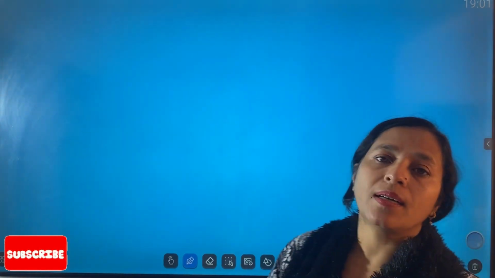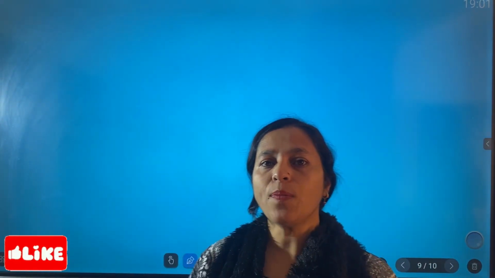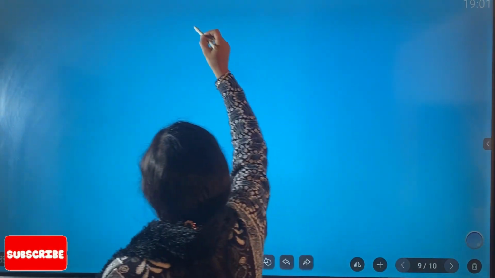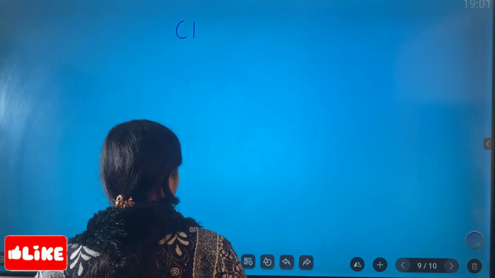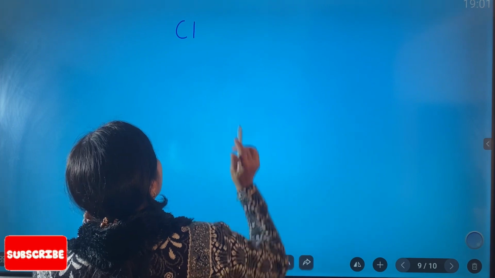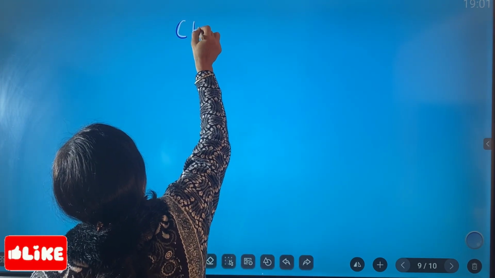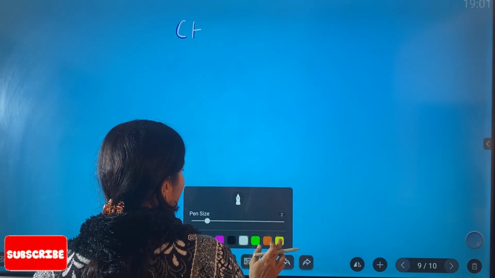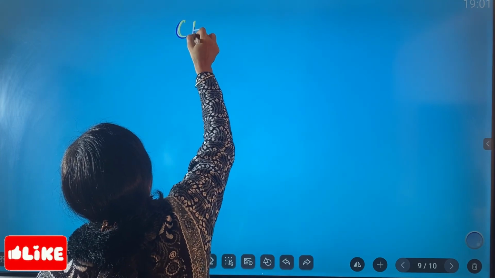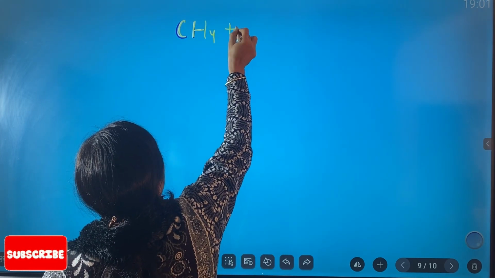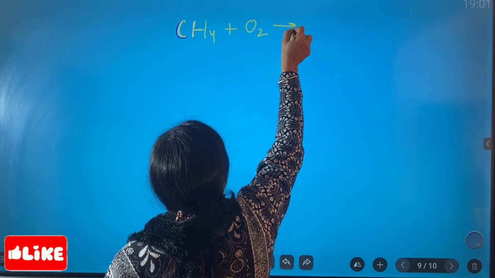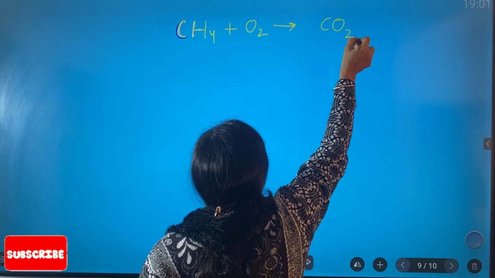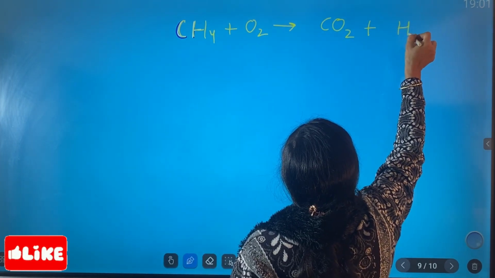Children, I want to teach you one more method of balancing. You just look here. I'm going to change my pen. This is also not quite visible. So what happens when, suppose, CH4 reacts with oxygen, it produces carbon dioxide and water.